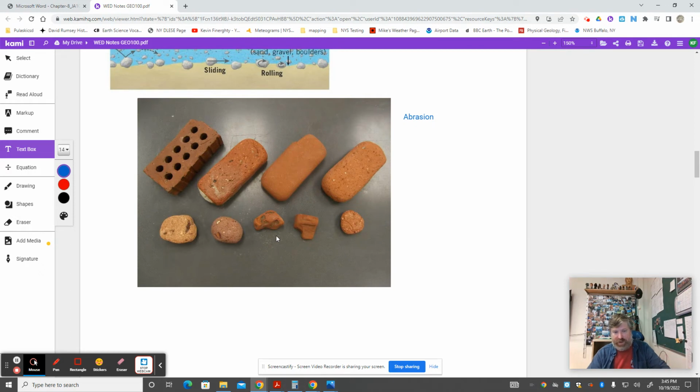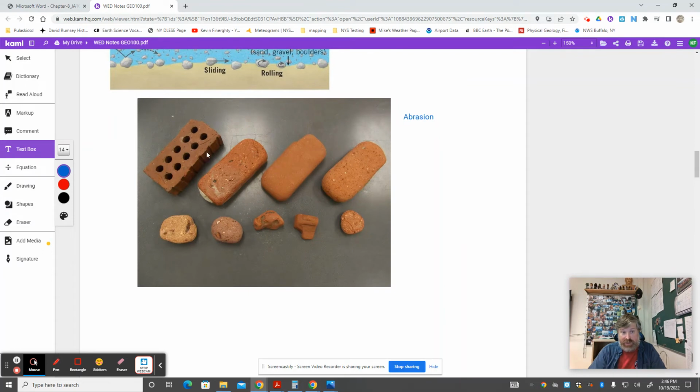Now, these are bricks. These are not rocks, right? But I've collected them through the years because everybody knows what a brick is. I think it's a pretty easy way to demonstrate that you can go through this process of abrasion, making it rounder and smoother and rounder and smoother.